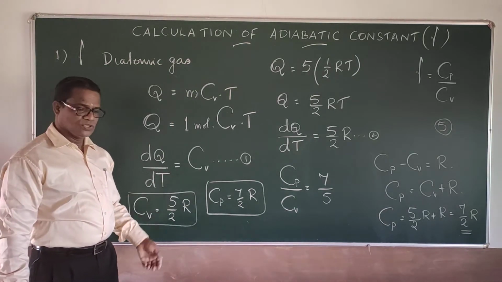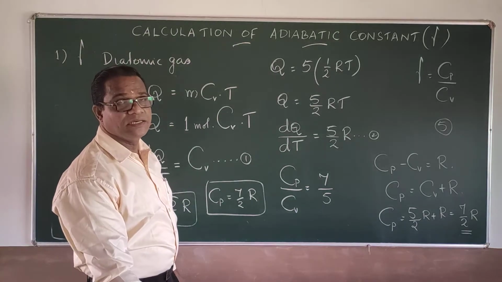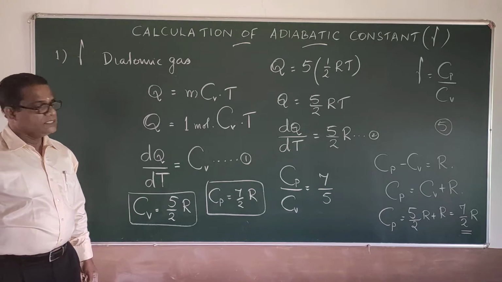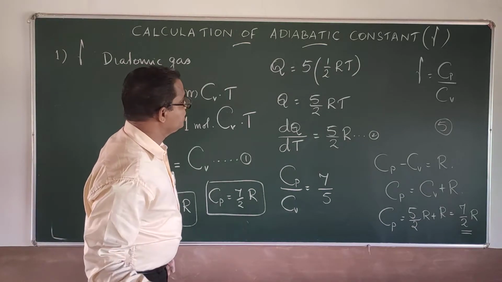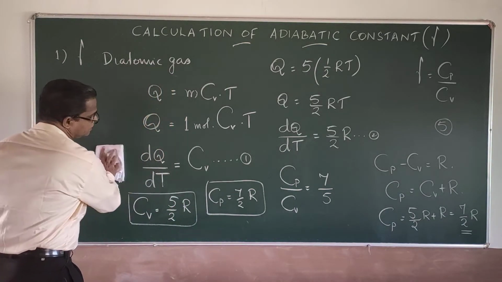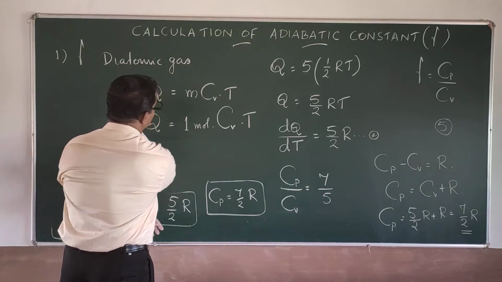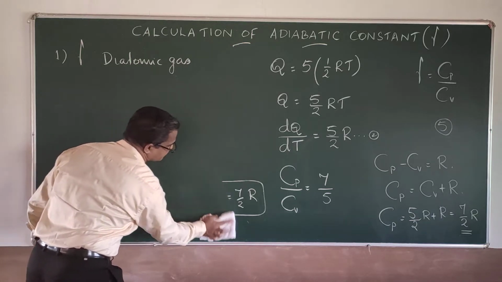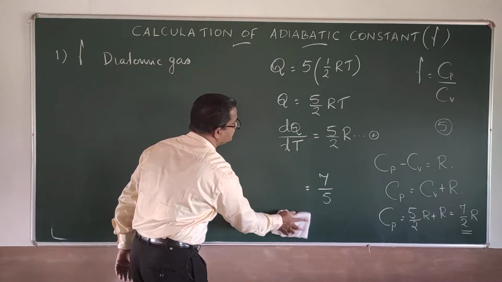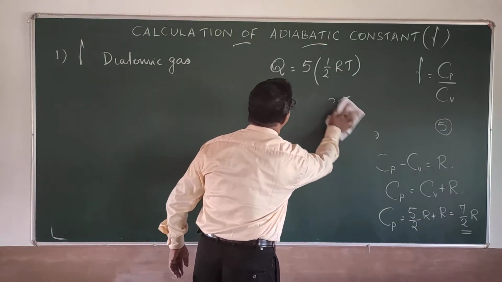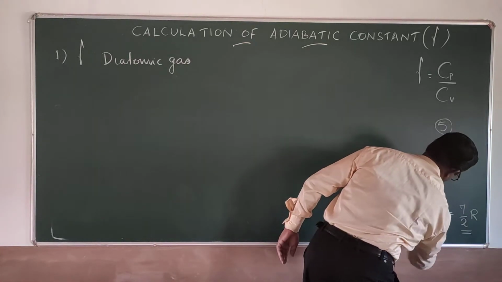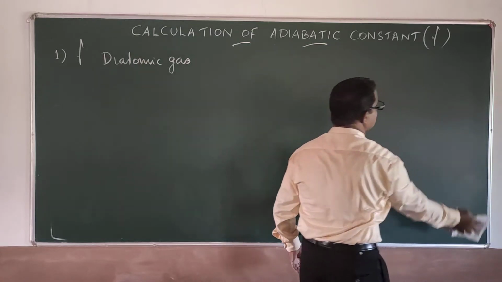Now like this, you continue with the triatomic linear and triatomic non-linear. If you start with the same way, you get the values for triatomic linear gas.